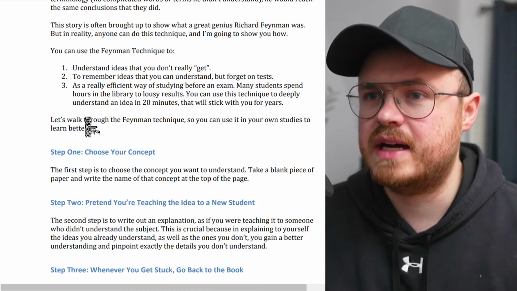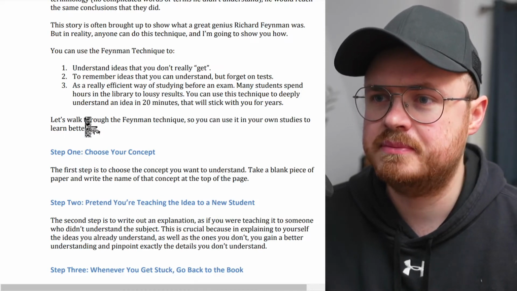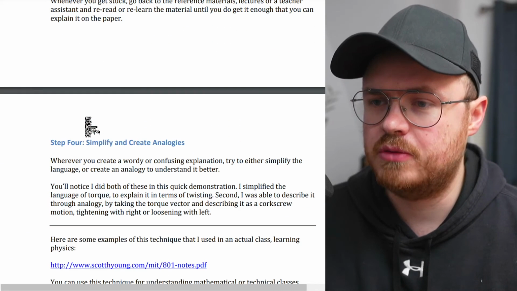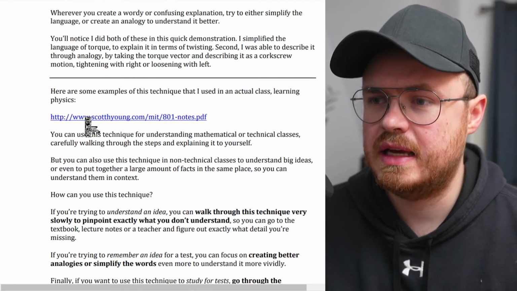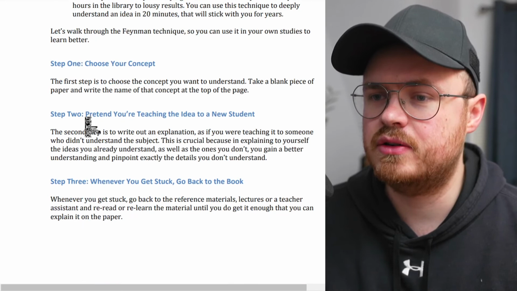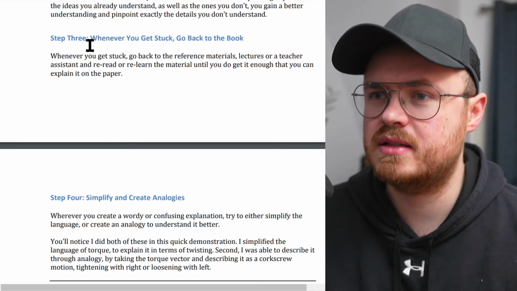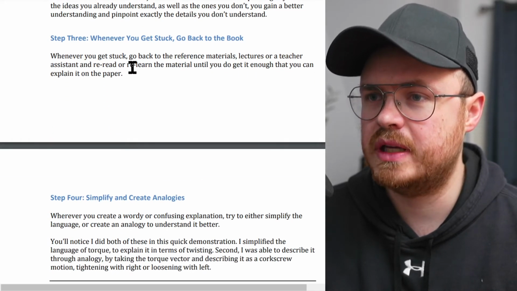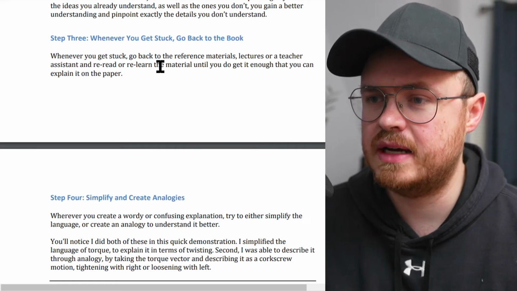Yeah, this is the Feynman technique, and it can really help you prepare for tests and improve your understanding of things. There's this iterative process of going back to the material and rereading it and relearning it until you figure it out.